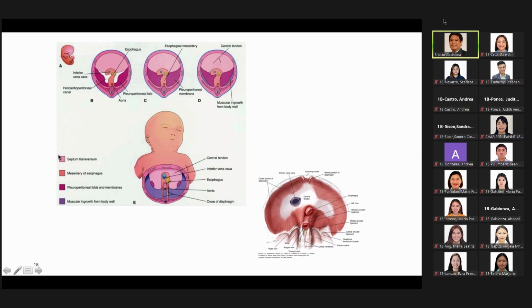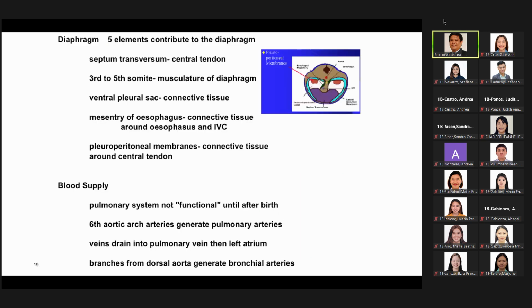So contributions are color coded, and you have your PDF file. You can just look at it afterwards.